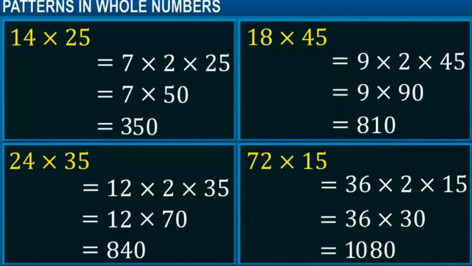So here you understood what is the pattern. Here the pattern is that 14 was written as 7 into 2, and similarly 18 we wrote as 9 into 2. That is what you mean by making patterns here.